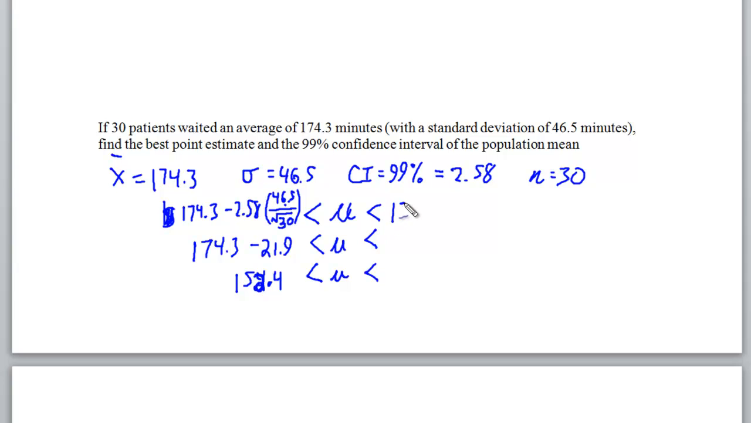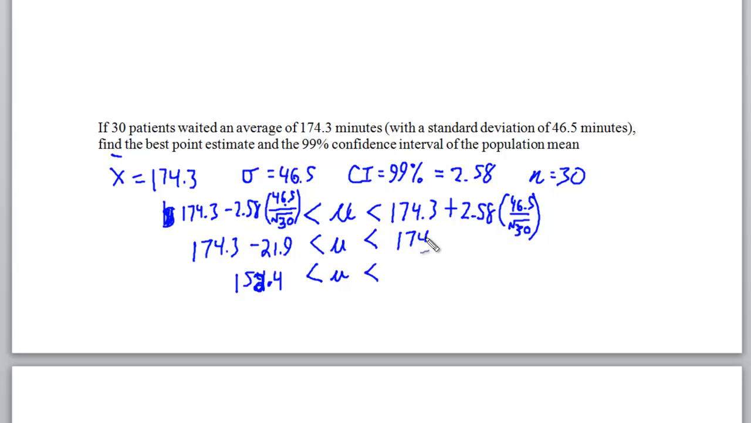Again, I'm going to write everything out, but some of you on your homework might be a little bit more savvy and realize that this side is just like the left side with a plus instead of a minus. And 46.5 divided by square root of 30.